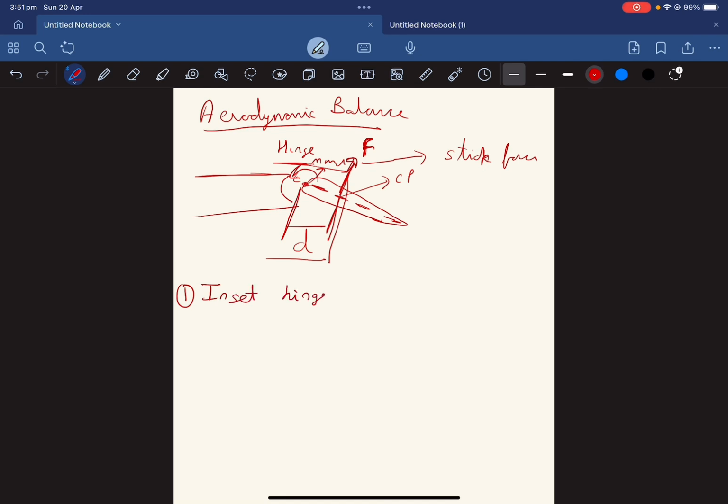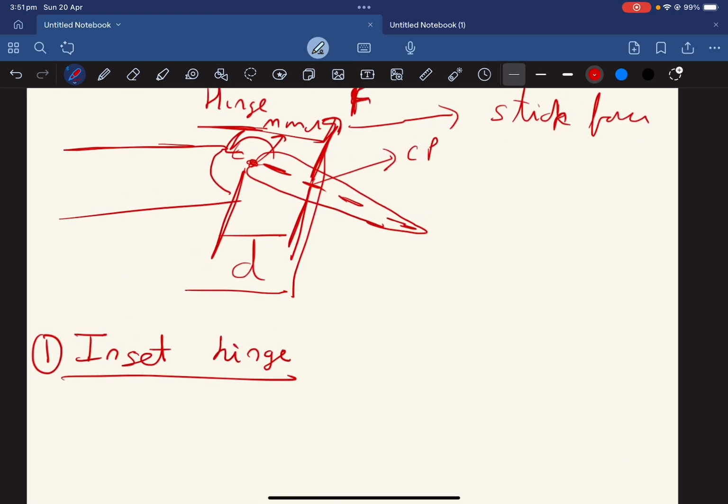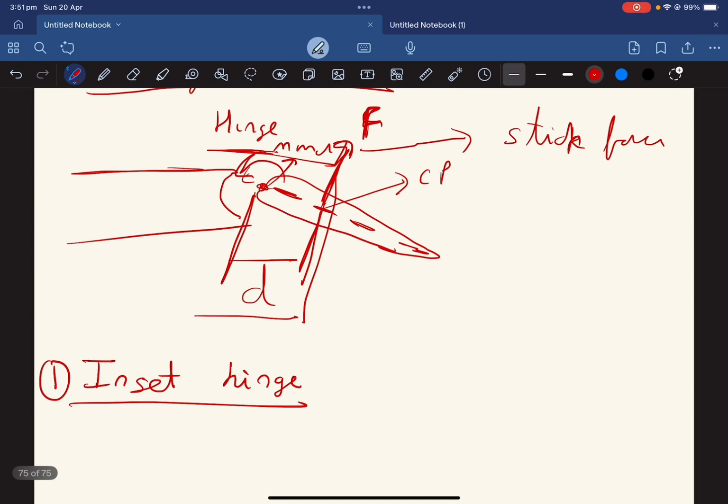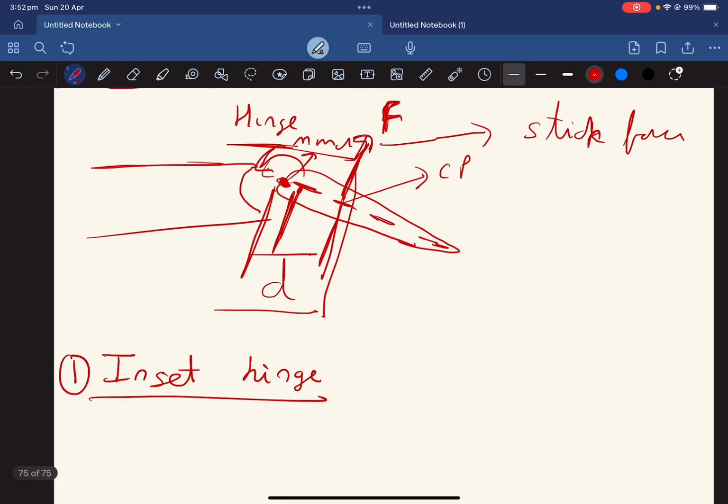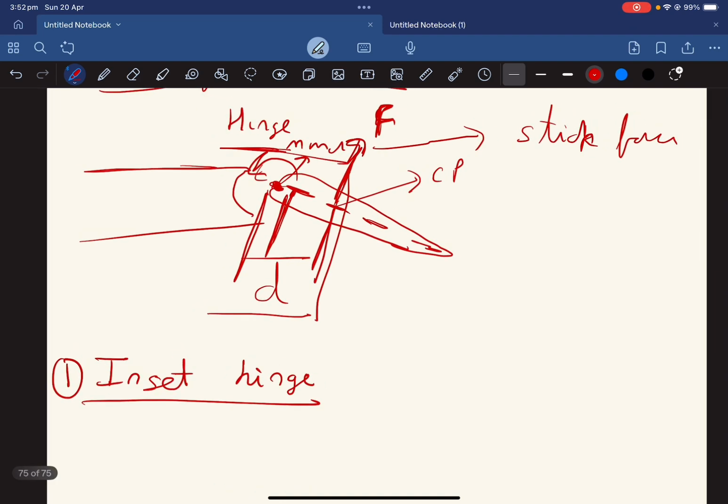The first being inside hinge. What happens in this is that if there's a way that I could bring this hinge line backwards, the arm would reduce, and indirectly the hinge movement would reduce, right? I hope it makes sense. So this is done basically inside of the control column.